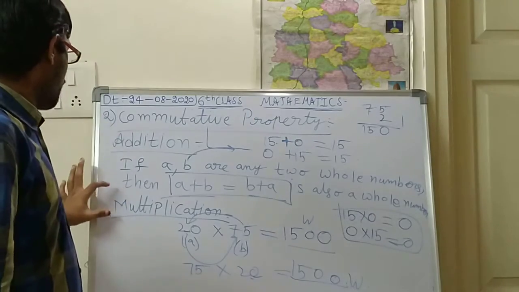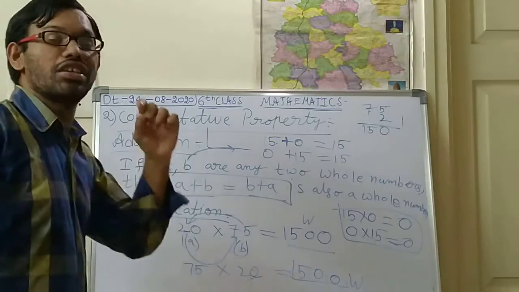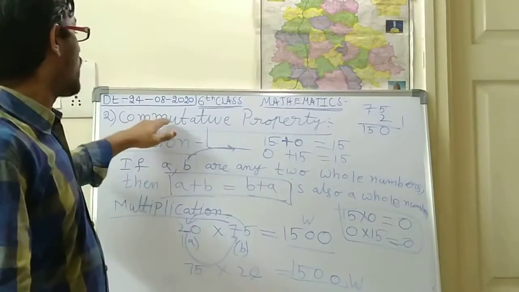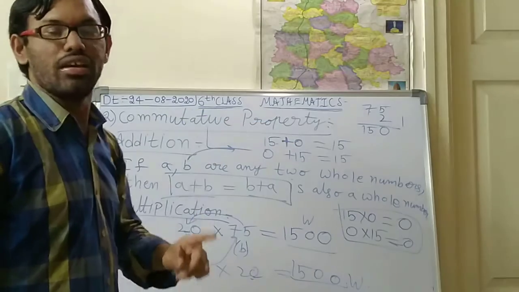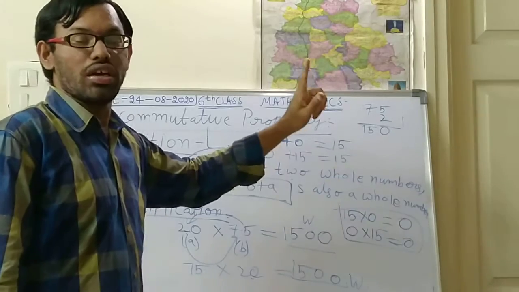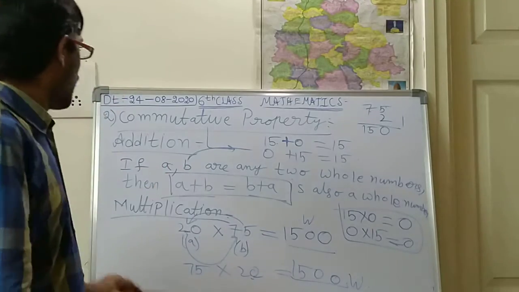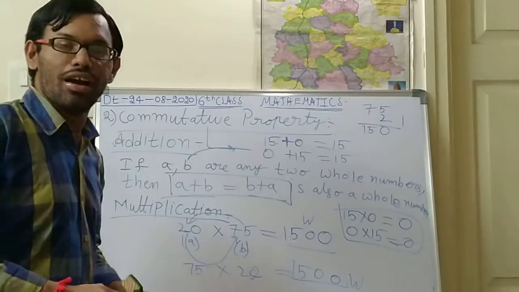So addition and multiplication will both satisfy the commutative property for whole numbers. Is it right, children? So this is the final conclusion. Here addition and multiplication have been completed.